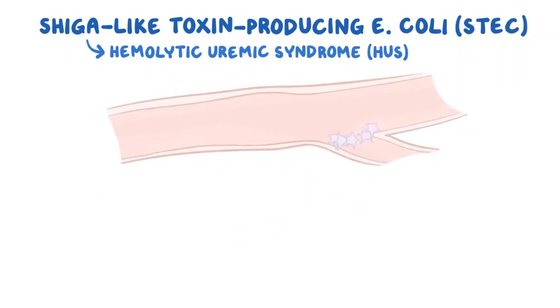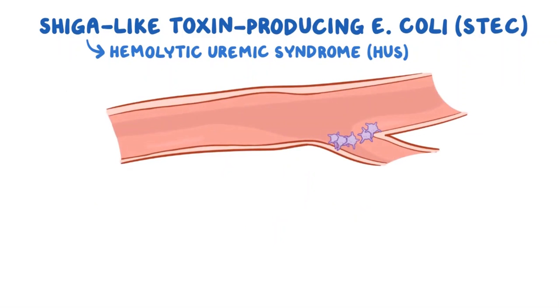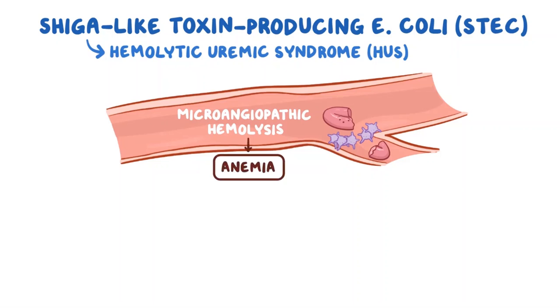Also, these clots can be big enough to obstruct small arterioles. So as red blood cells are forced to pass through obstructed microvessels, they can get sliced into fragments called schistocytes in this process known as microangiopathic hemolysis. As more red blood cells get destroyed in the process, their number reduces, which can cause anemia.